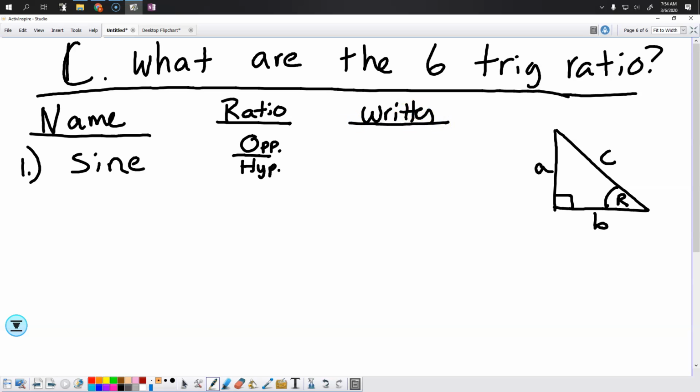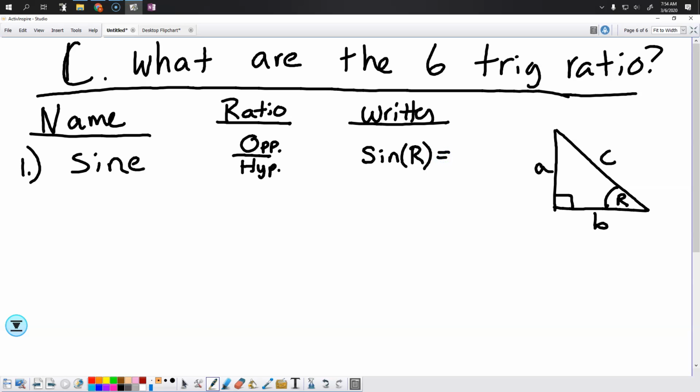Here's how you write it. So sine, and next to sine you have to put your reference angle. What's my reference angle? R. I'm calling it R. If you don't have that, then you don't know sine, because if you don't know your reference angle, then you don't know which is opposite. And if you don't know what opposite is, you don't know what sine is, because sine is opposite over hypotenuse.